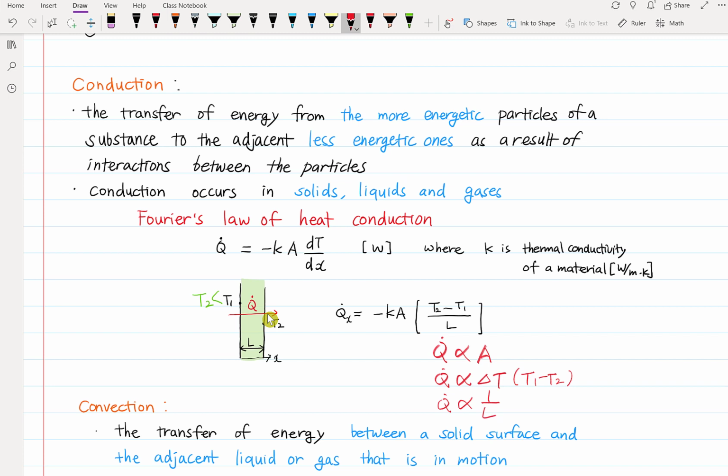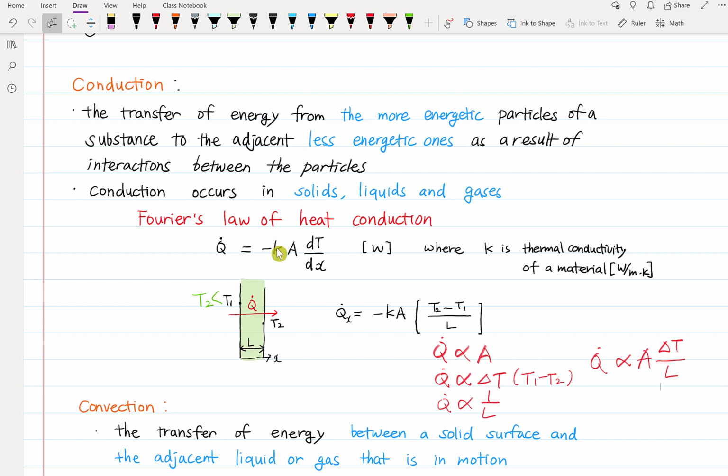Combining all these observations, we come up with an equation called Fourier's law of heat conduction. So Q dot is proportional to A delta T over L. Fourier's law of heat conduction is based on experimental observations. k is the thermal conductivity. It is a material property. The higher the thermal conductivity, the better the conductor.